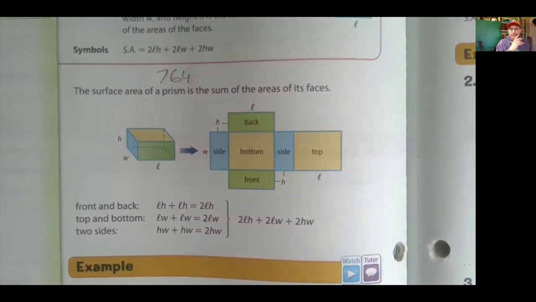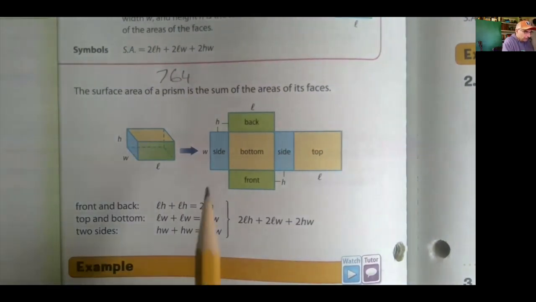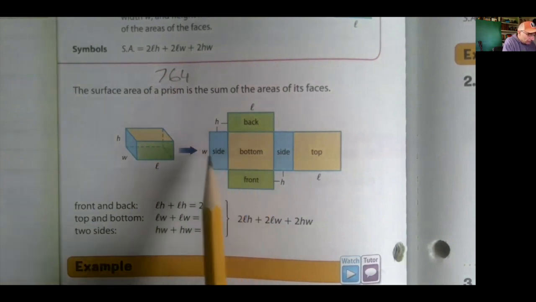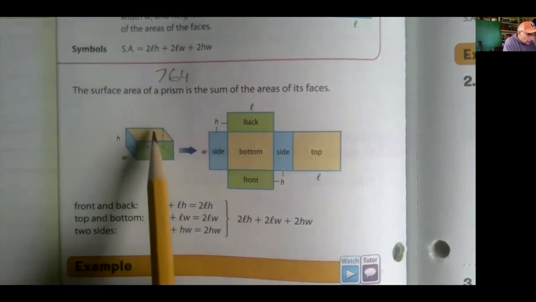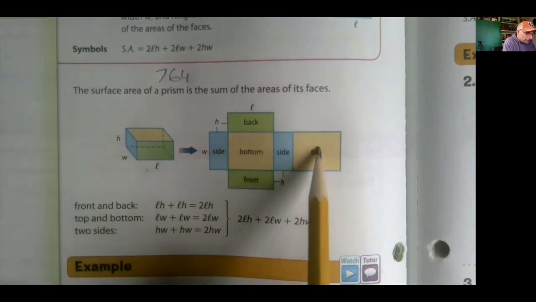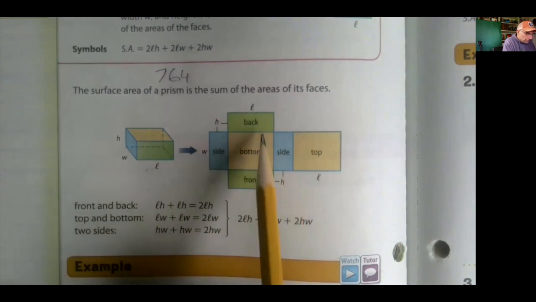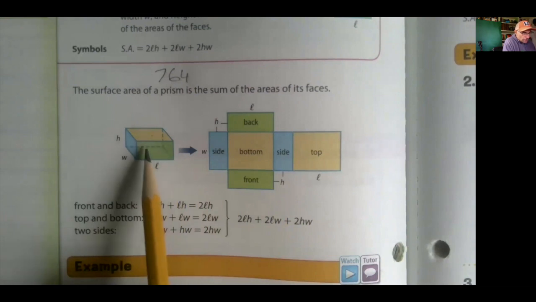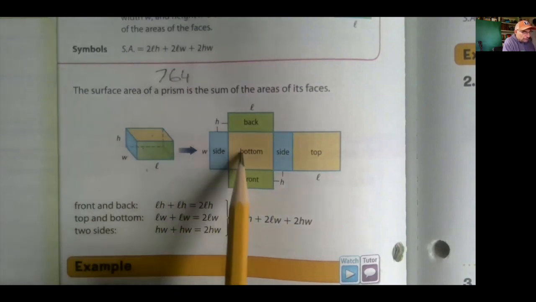Okay, so we're on page 764 in the book, 764. And I just wanted to show you this example here. And this is what we were just talking about. This is an example of a net. So here's your box with the top, bottom, left, right, etc. And this is that same box unfolded. So you can see the bottom and the top are both yellow. The back and front are both green, and the sides are blue. This is just to show you what it looks like from a box to a net.